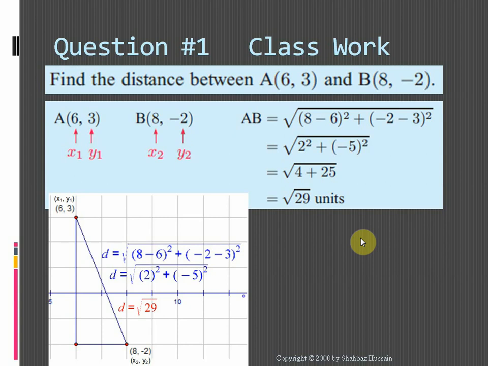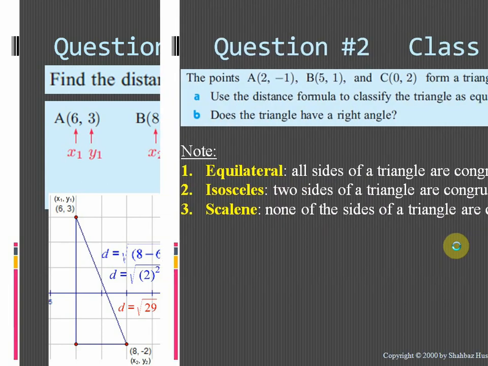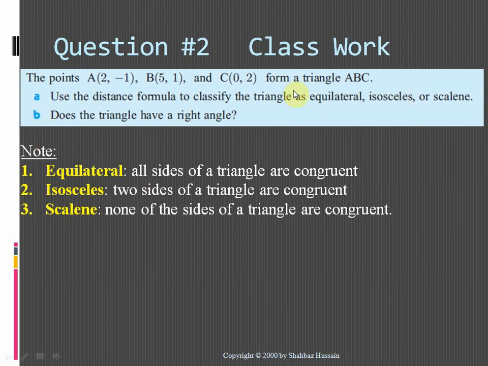Next, move on. Question number 2 is very heavy on skill. He says that the points A(2, -1), B(5, 1) and C(0, 2) form a triangle. If three points meet with each other, they make a triangle every time, whatever the type of triangle is, and if two points meet, they make a straight line. Use the distance formula to classify the triangle as equilateral, isosceles or scalene.